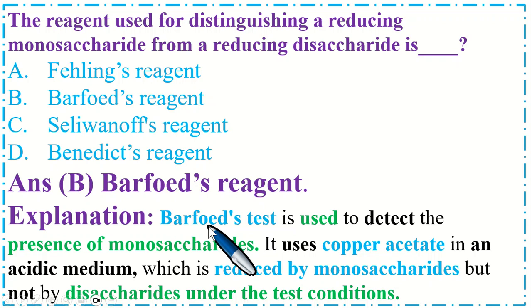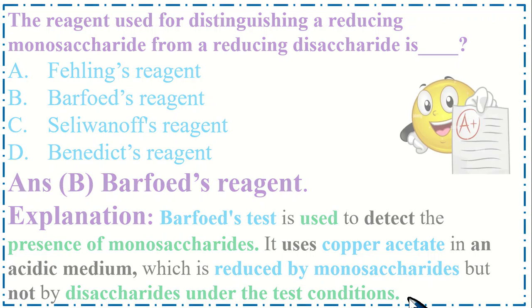Explanation: Barfoed's reagent test is basically used to detect the presence of monosaccharides. It uses copper acetate in acidic medium, which is reduced by monosaccharides but not by disaccharides under the test conditions.